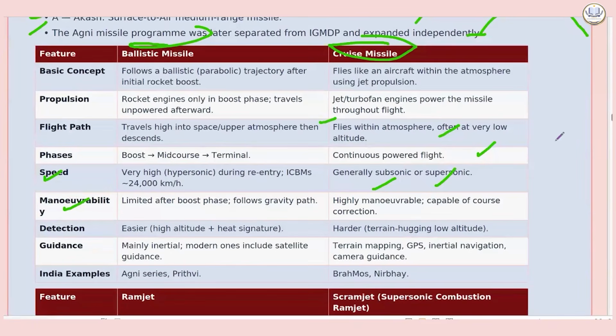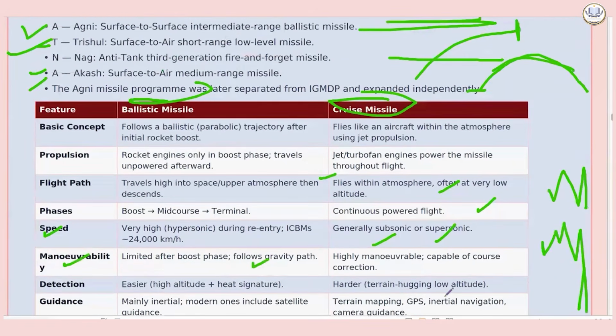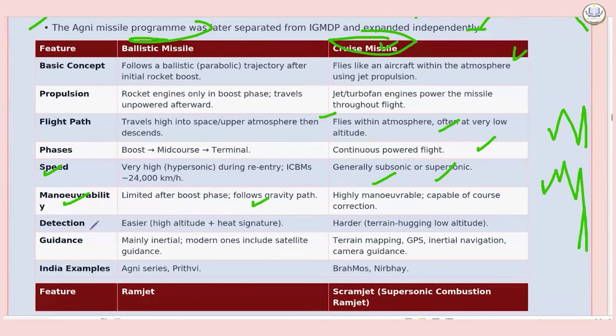Maneuverability: limited after boost phase, you cannot maneuver. Maneuver means up, down, and variations according to targets, which are limited. It follows a gravity path. No? It is following a gravity path. But cruise can be maneuvered and is capable of course correction as well within the path.